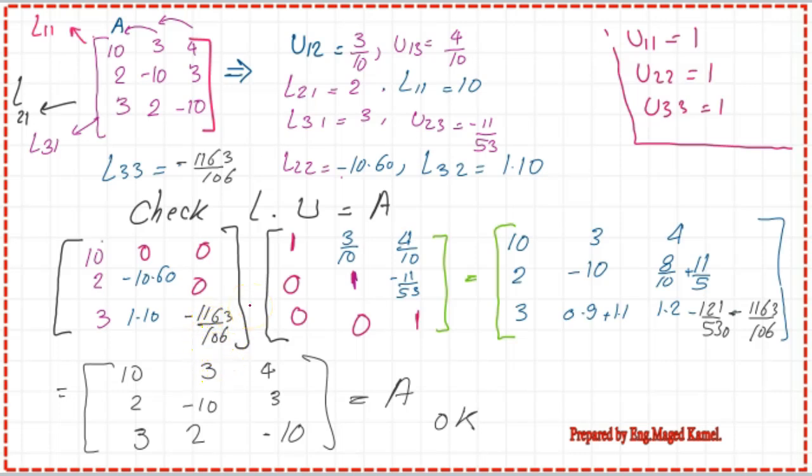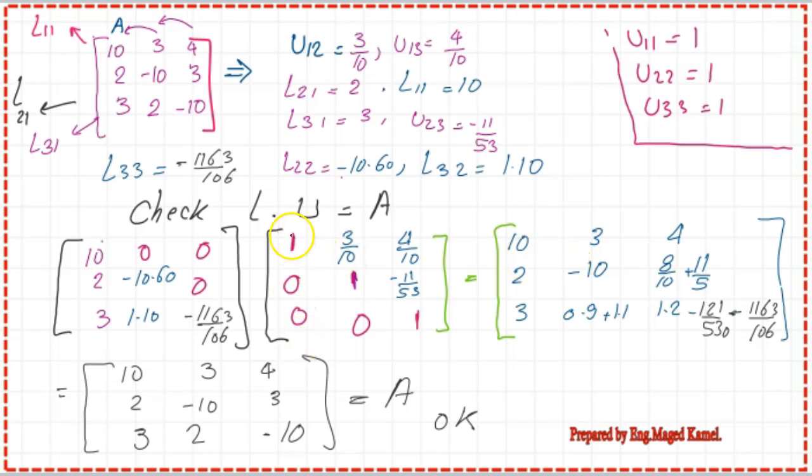While for the U matrix, we have diagonals equal to 1. U12 is 3 over 10. U13 is 4 over 10. And the last element, U23, is minus 11 over 53. We will verify that L multiplied by U will give us matrix A.